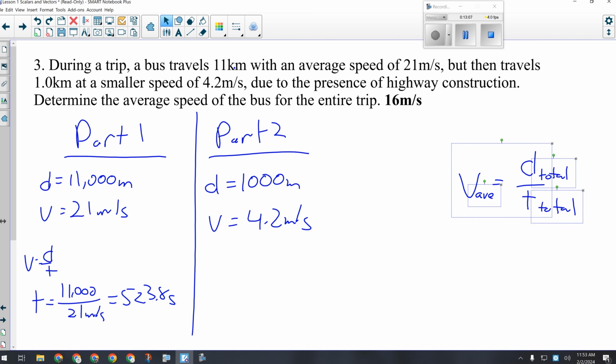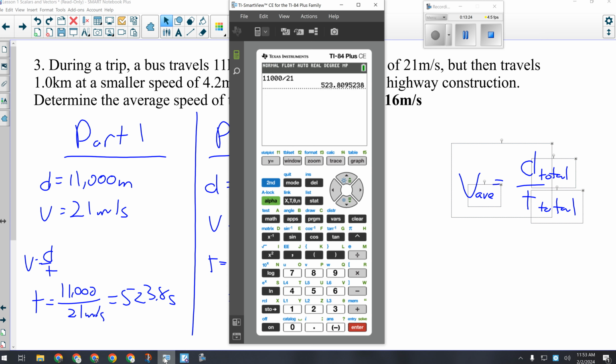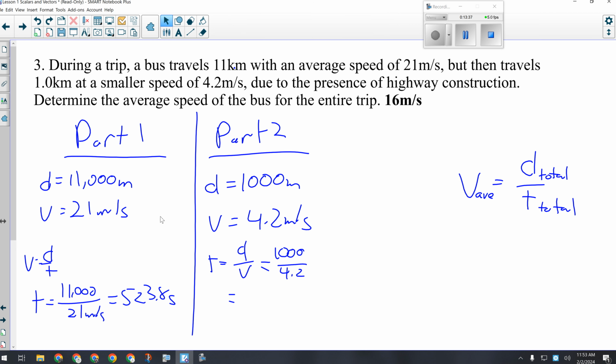Okay, so once again, I've got the distance, but I don't have the time. Do I do the same thing? Okay, do the same thing to get time here. So time is going to equal D divided by V. That's going to be 1,000 divided by 4.2. Whoop, not times, 1,000 divided by. Okay, 238.09.